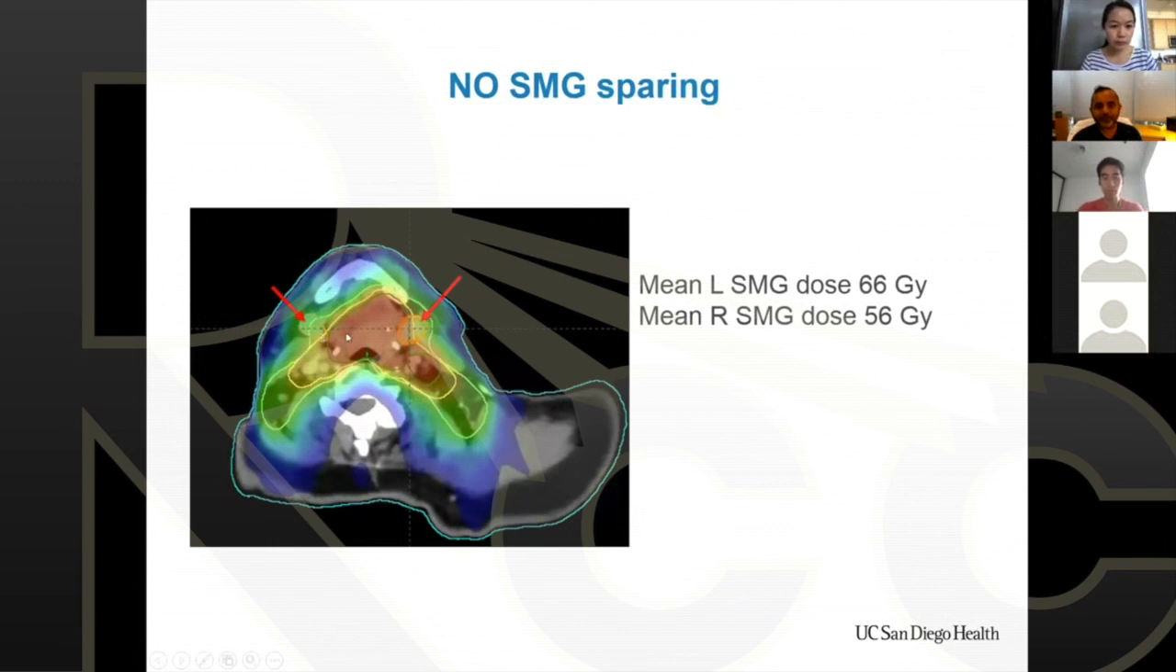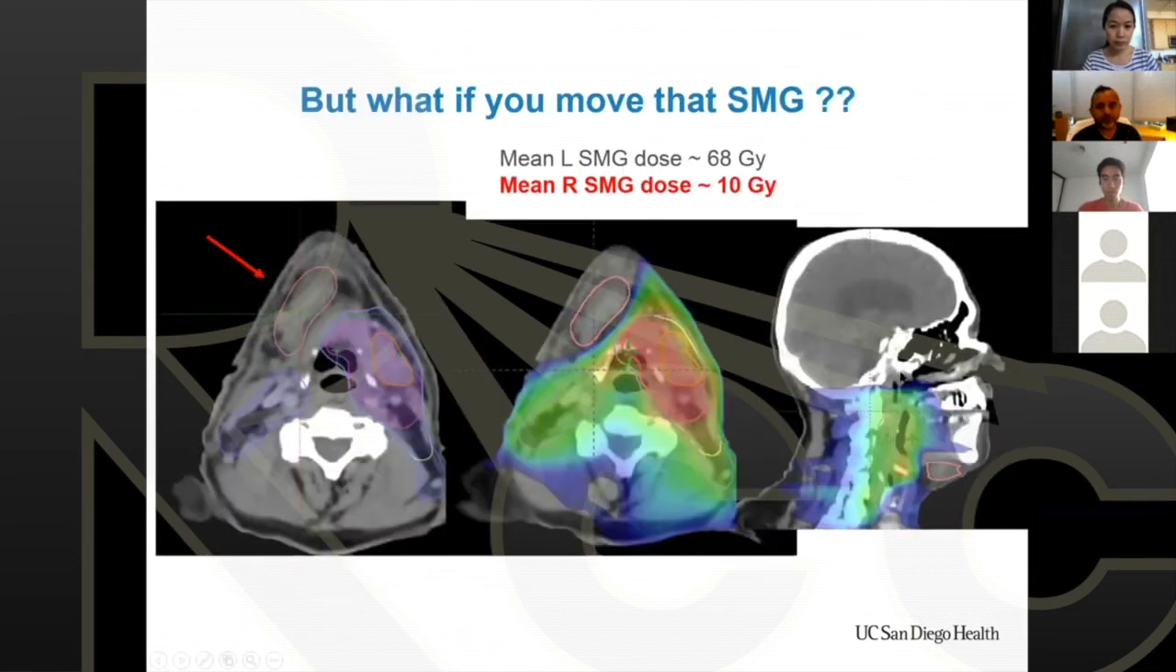So this is that same patient where you can see this big base of tongue tumor I'm treating. In the red is 70 gray, the yellow is my 60 gray volume, and then my green is my 56 gray volume. And you can see that both submandibular glands are smack dab right where I would be treating around the base of tongue tumor. And you can see my mean submandibular gland dose is really on the order of the prescription dose for the left side and 56 gray on the right side. So really no meaningful sparing. But what if you move the submandibular gland, right?